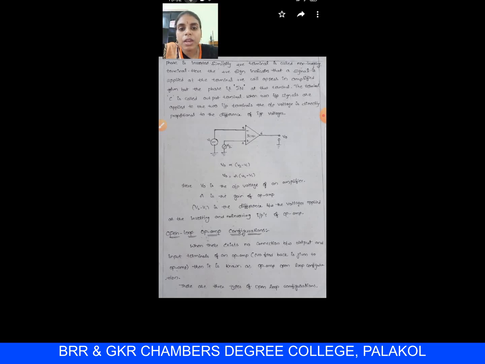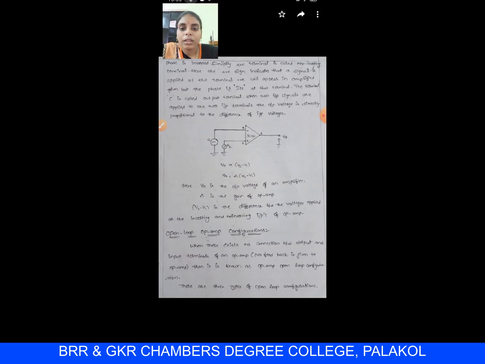Here the positive sign indicates that the signal is amplified at the terminal. Positive will appear in amplified form, and the phase is in phase. That means the input is given to the non-inverting terminal, which is amplified at the output terminal and produced in amplified form as in phase. There is no phase inversion at the output terminal.